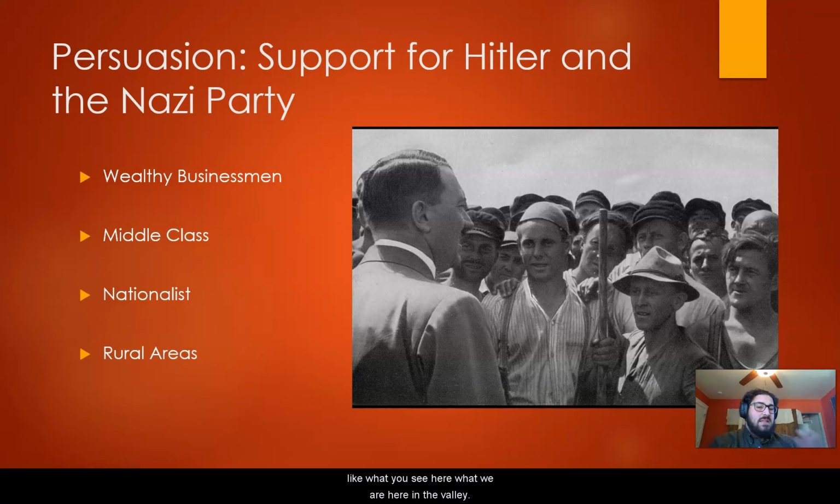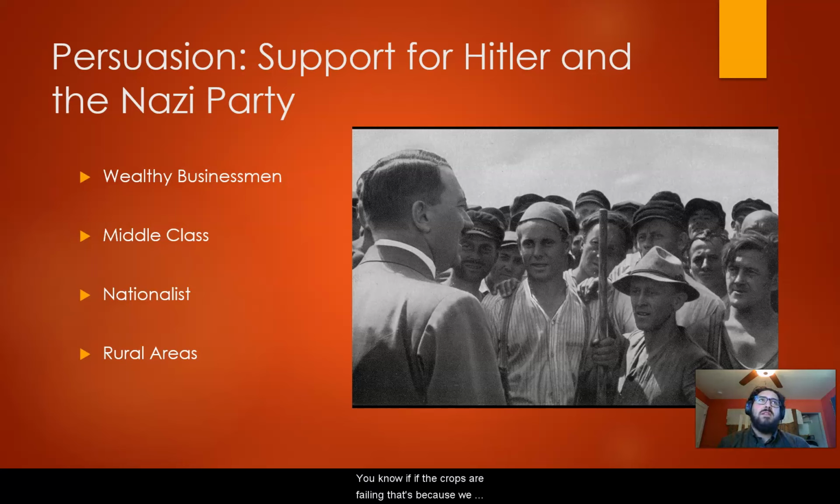In rural areas, kind of like what you see here, what we are here in the Valley, a lot of them resonated well with Hitler and the Nazis because all of his rhetoric was always, this is what we need to do to improve the country. He seemed very goal-oriented. He seemed very solution-oriented. He always seemed to be able to say and have an answer for whatever your issue was.